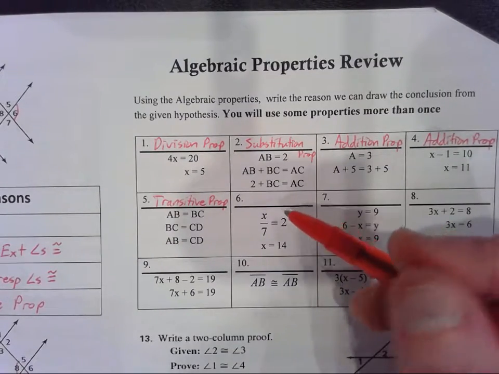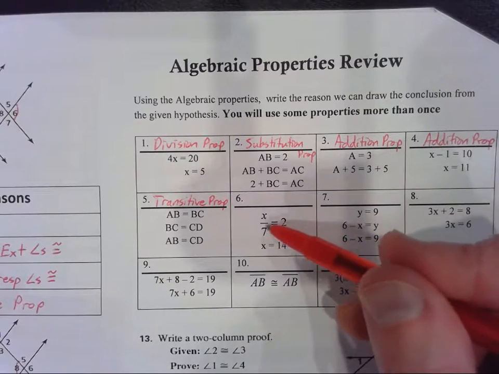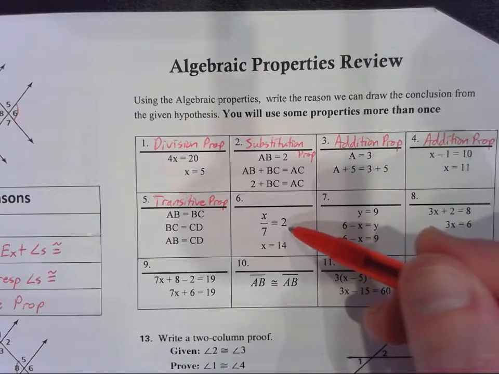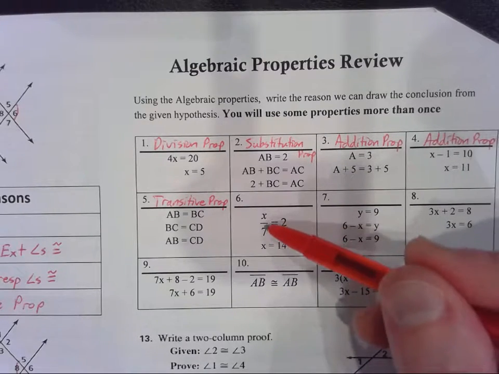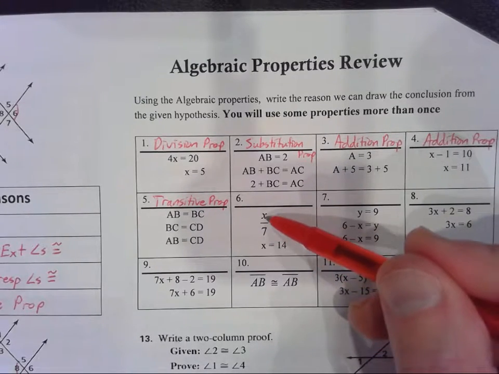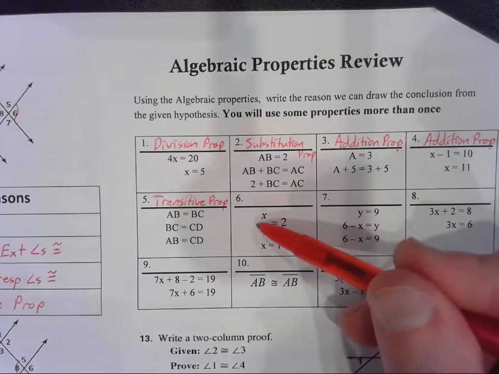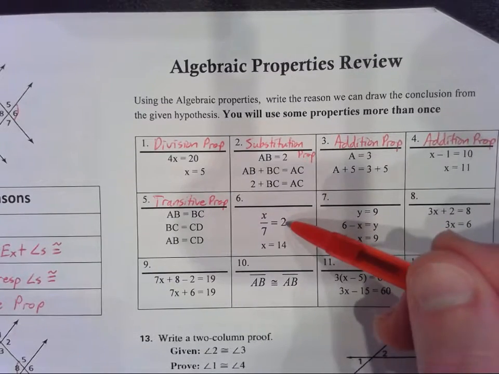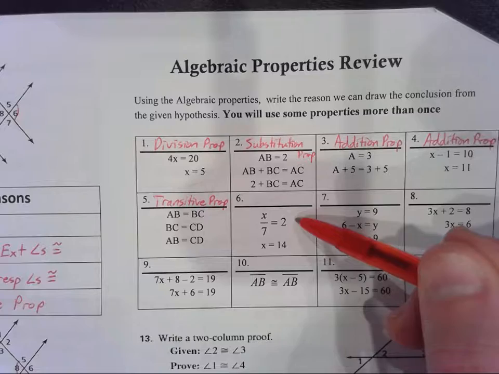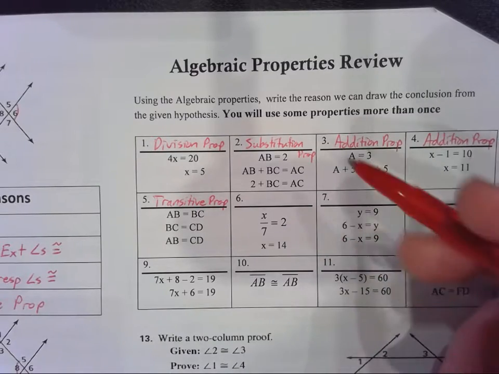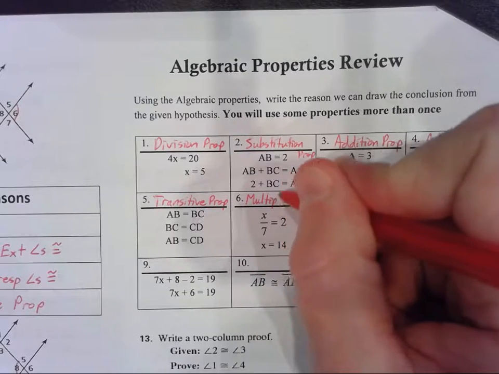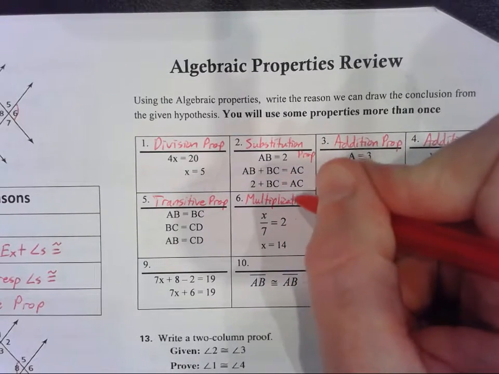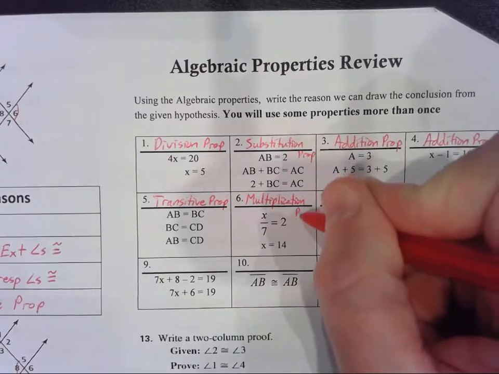Number 6, x divided by 7 equals 2. And so what happens to make x equals 14? Well, I got rid of the 7. Instead of x being divided by 7, I had to multiply by 7 on both sides to get x equals 14. So I'm using the multiplication property because I'm multiplying both sides by 7.